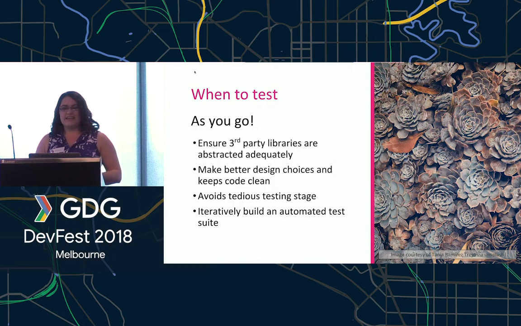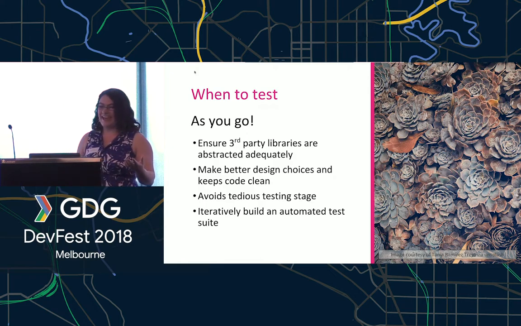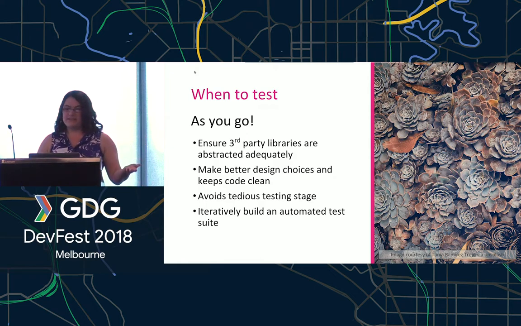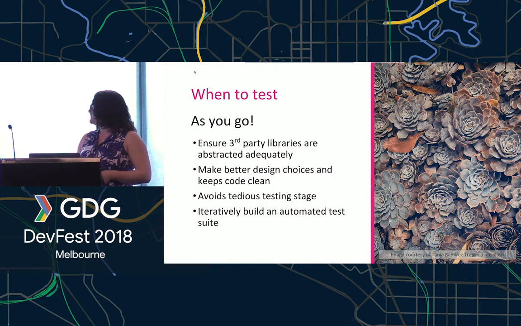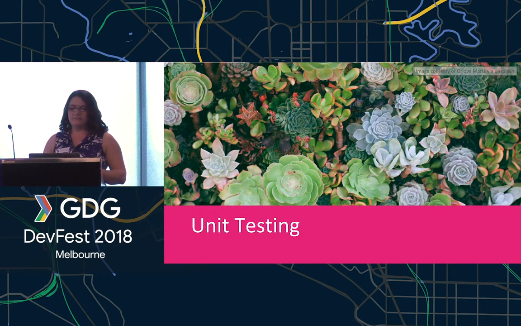But the other thing is it's going to stop you from hating tests, right? If I ask you to do anything 50 times in a row, you're going to hate it. So why would you want to leave it to the end and write 50 tests in a row? Don't do that to yourself. Do it iteratively. All right, so let's move on to some unit testing.